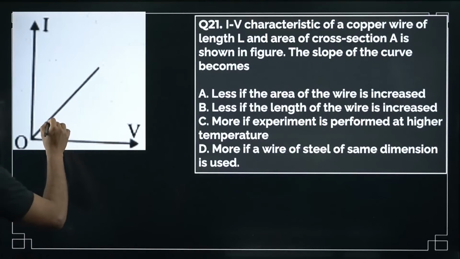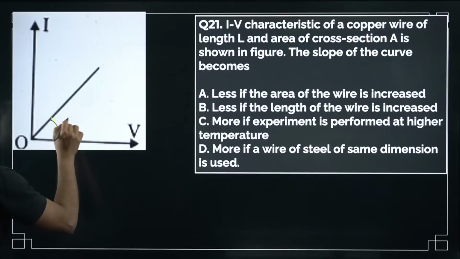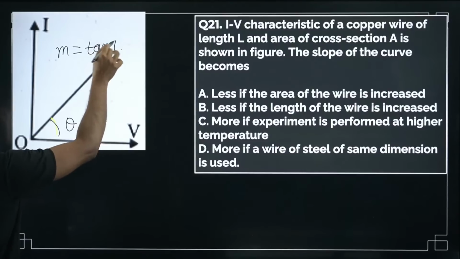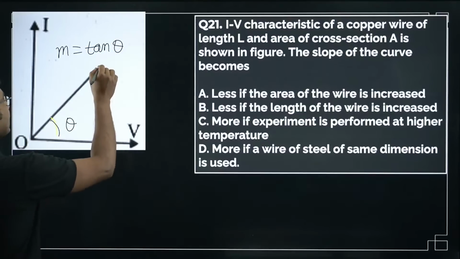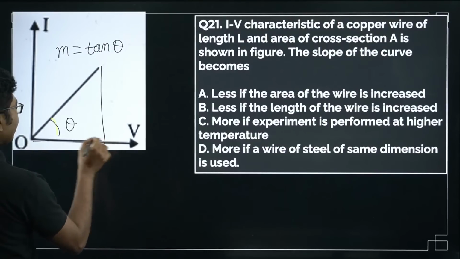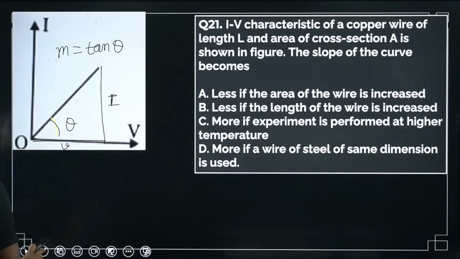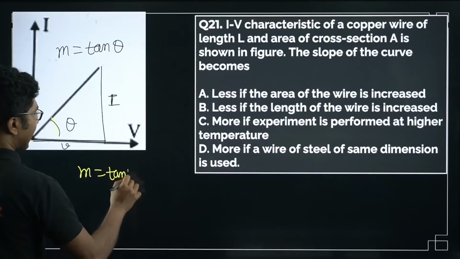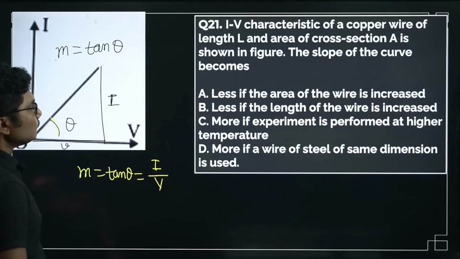Okay, so what is the slope? Slope means if this angle is theta, then m equals tan theta. This is called slope, right? Slope is basically tan theta. Tan theta means, if you consider this, what is this value? This value is V and this value is I. Tan theta means y by x. So slope is tan theta, that means I by V, right?